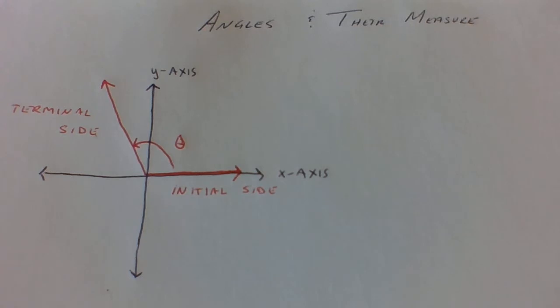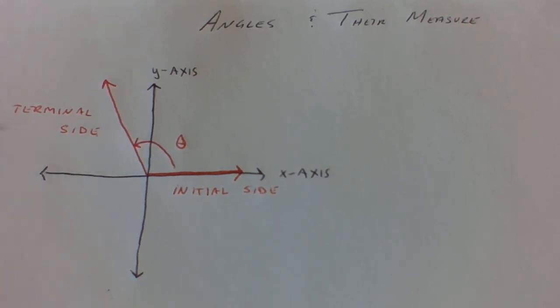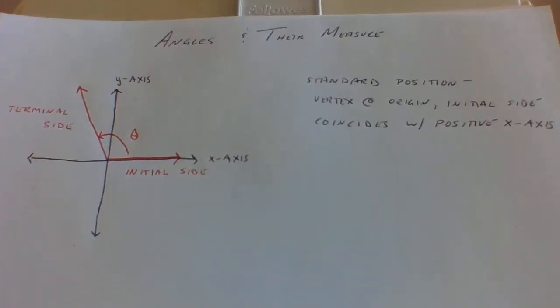Our angle is going to be that distance between the initial side and the terminal side, and you're going to see in this example I went ahead and labeled my angle. We're going to go ahead and call it theta. So let's go ahead and talk about our angles a little bit more.